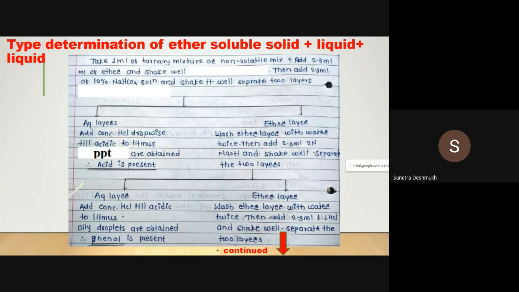So to check for acid, we will add 10% sodium bicarbonate solution to our ether layer. If acid is present, it will form the sodium salt of the acid, and as the sodium salt, it will dissolve in the aqueous layer. So all the acid, in the form of sodium salt, will come into the aqueous layer, and then we have to separate the aqueous layer and the ether layer properly. So we will separate out the aqueous layer now, and we will keep the ether layer as it is in the separating funnel.